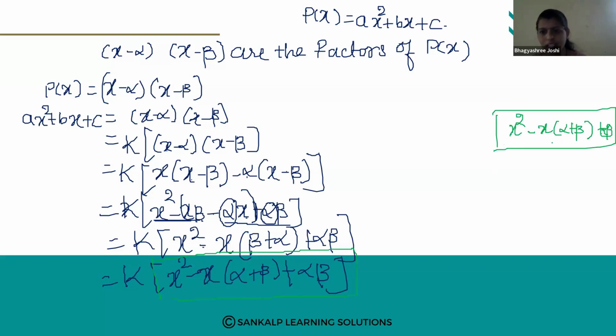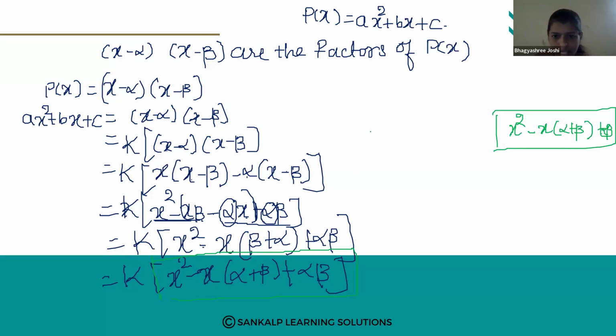So whenever you solve problems, there we use this expression, x square minus alpha plus beta into x, or you can say x square minus x into alpha plus beta plus alpha beta. That is x square minus the sum of the zeros, as we call it.